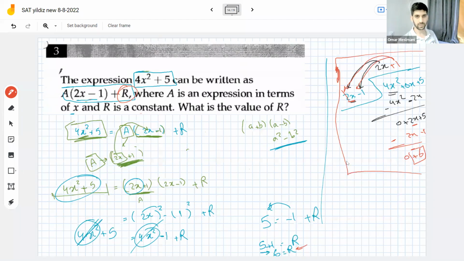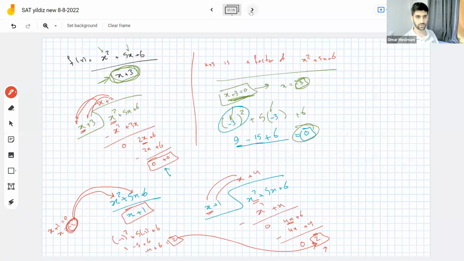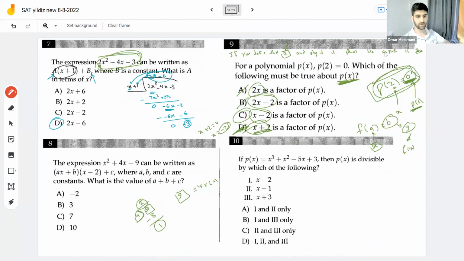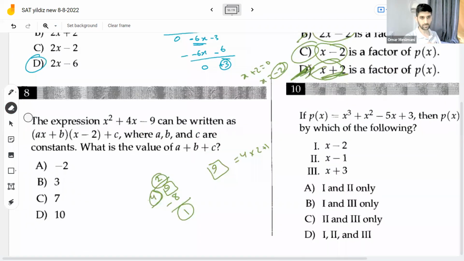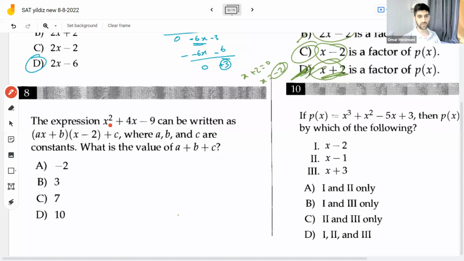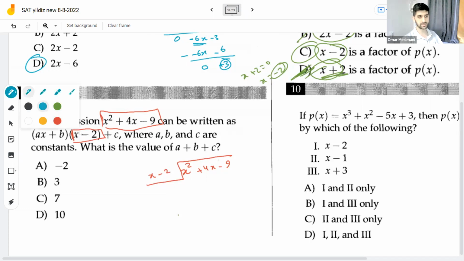Okay, let's go back to our original questions. Question 7. Okay, question 8. It's exactly the same. All right, I will take this and divide it by x minus 2, and I'm going to see the answer. So I will say x squared plus 4x minus 9 divided by x minus 2, and let's see the answer that we have.